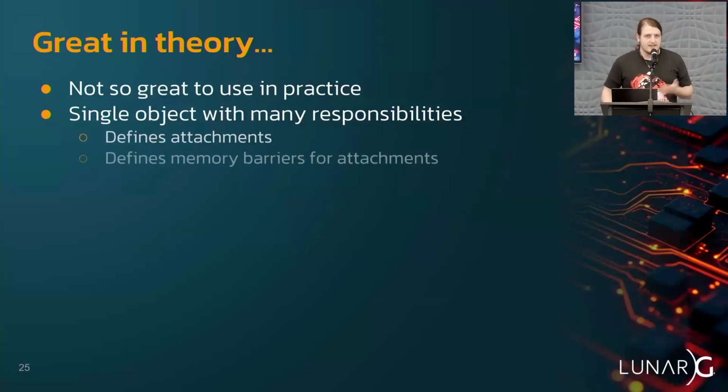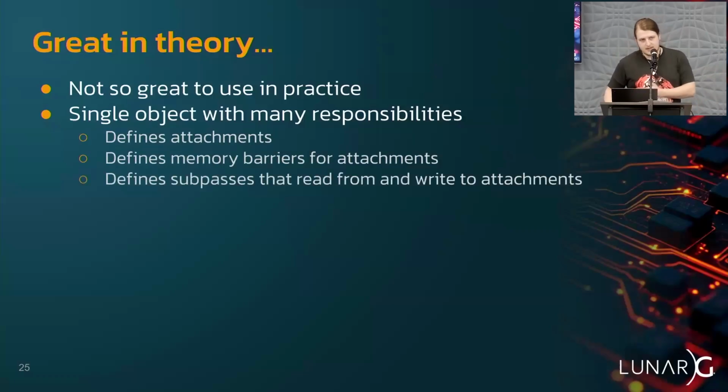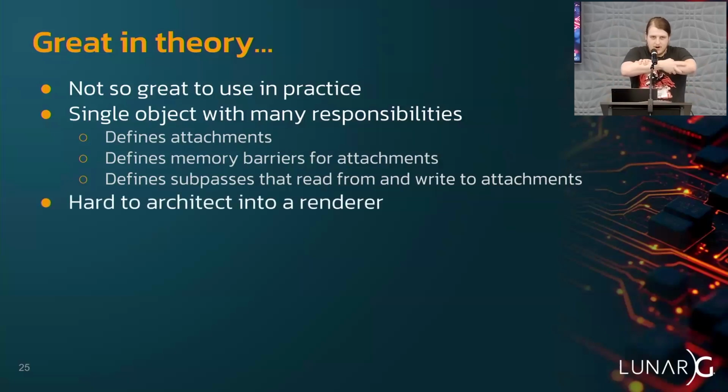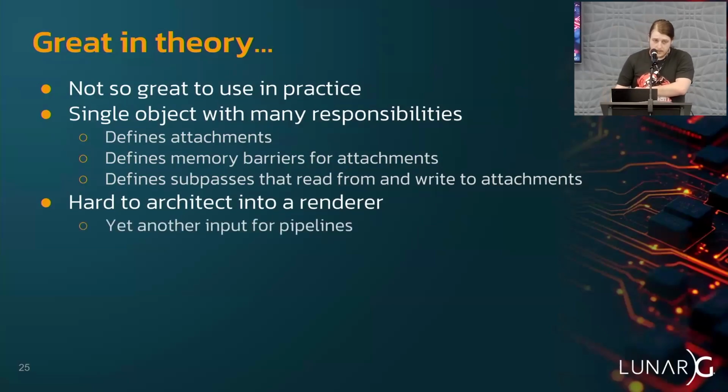I mean, it defined the attachments and memory barriers and the subpasses, and through one object, all of these things get funneled together and bound up, which created for a really hard architecture because everything had to be defined in terms of these render passes to be made useful. Talking about pipelines for a brief second, render passes were another dimension of your pipeline state, pipeline combinatorial matrix. Every different render pass meant a different pipeline.